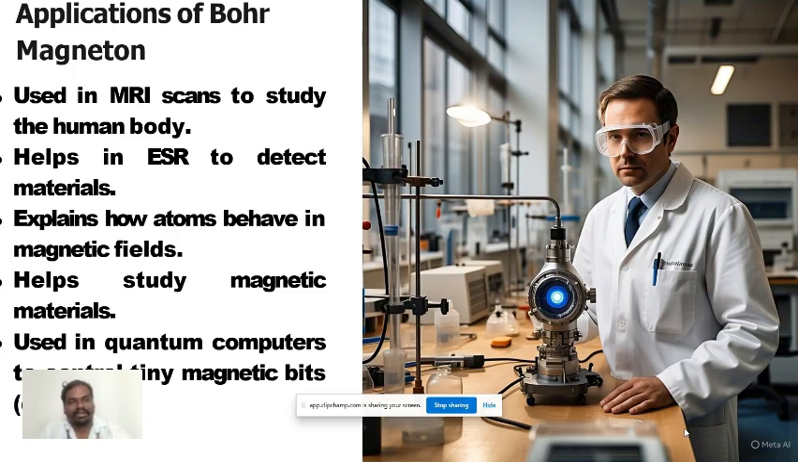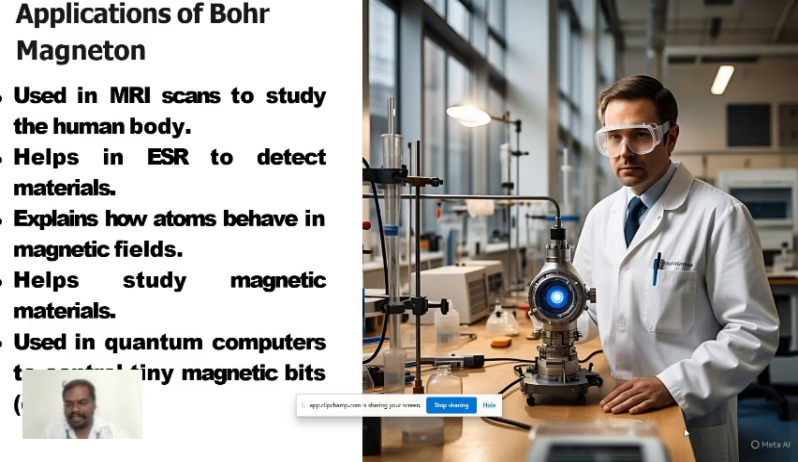Applications of the Bohr magneton: used in MRI scans to study the human body, helps in ESR to detect materials, explains how atoms behave in magnetic fields, helps study magnetic materials, and is used in quantum computers to control tiny magnetic bits known as qubits.